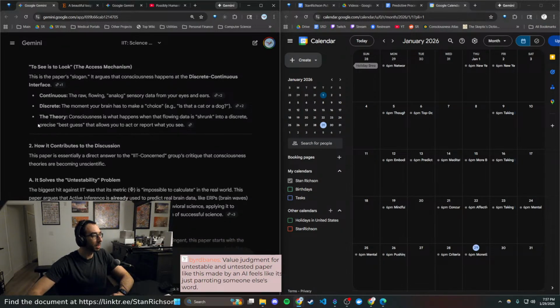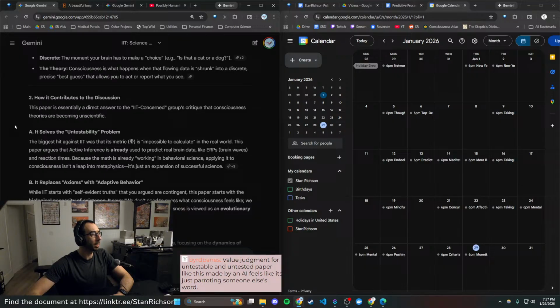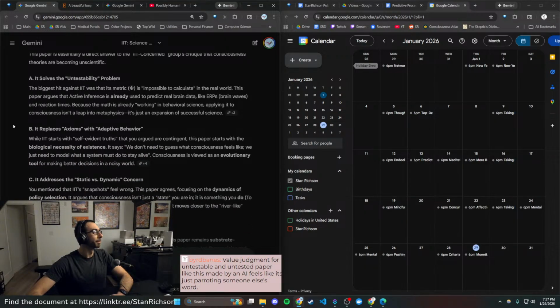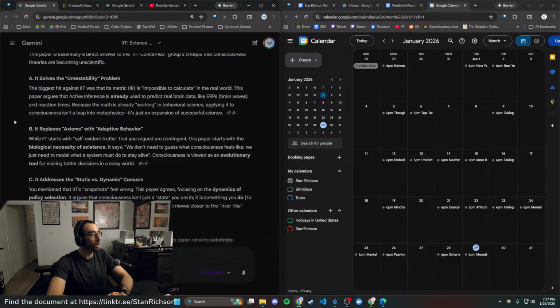How it contributes to the discussion. This paper is essentially a direct answer to the IIT-concerned group's critique that consciousness theories are becoming unscientific. It solves the untestability problem. The biggest hit against IIT was that its metric is impossible to calculate in the real world. This paper argues that active inference is already used to predict real brain data like ERPs, brainwaves, and reaction times. Because the math is already working in behavioral science, applying it to consciousness isn't a leap into metaphysics. It's just an expansion of successful science.